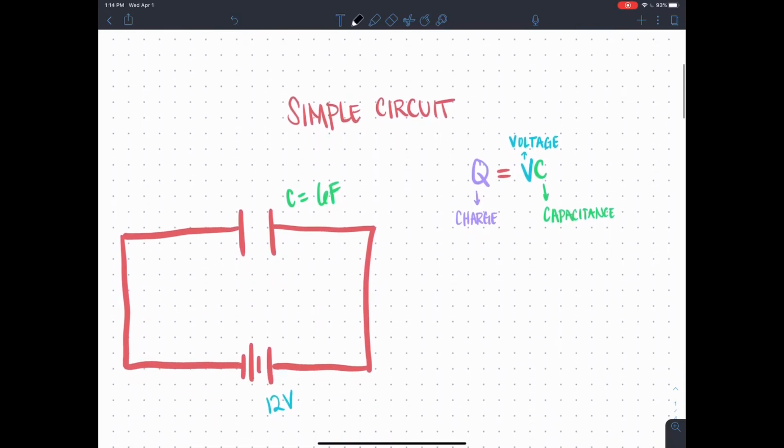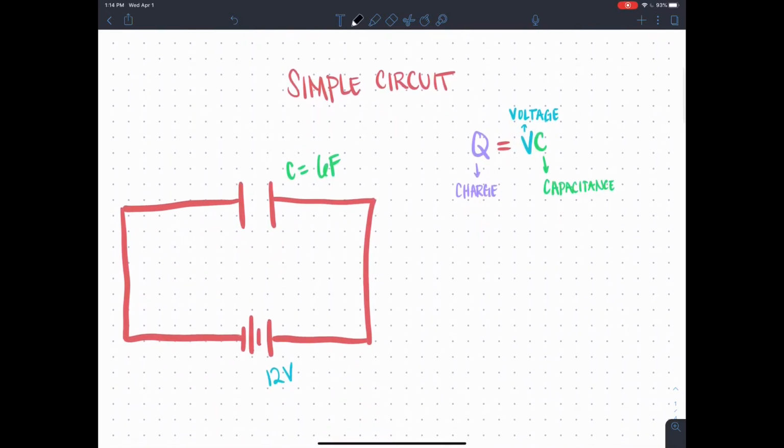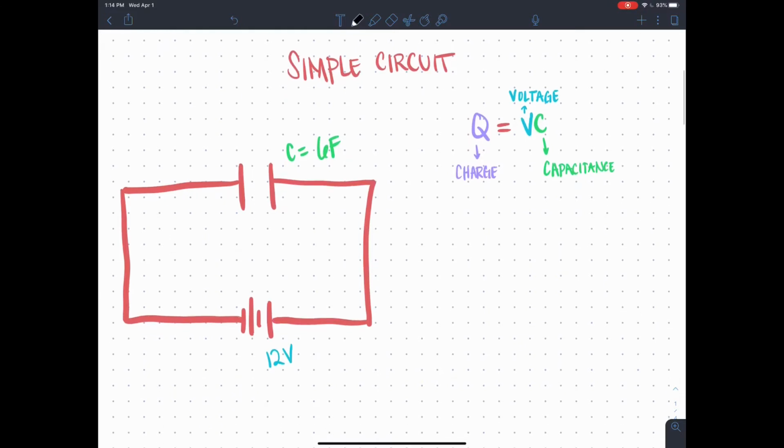The first example that we want to look at today, to understand capacitors and how they work, is a simple circuit. Here we see a battery that's being hooked up to a capacitor, which is right here. This battery is providing 12 volts, and each capacitor has a capacitance, as we can see from this equation. That capacitance is just the amount of charge that each capacitor can hold.